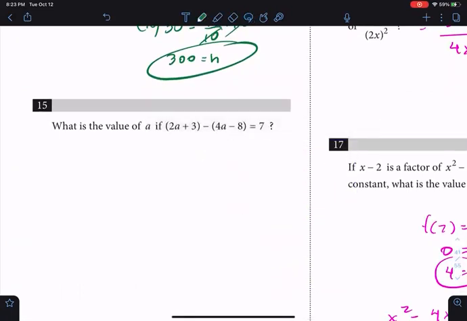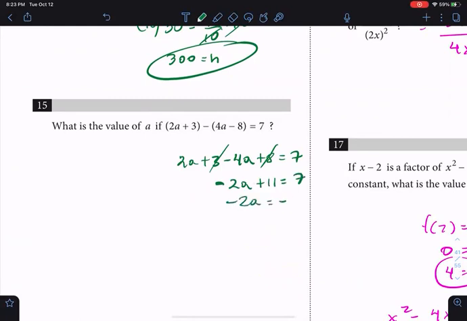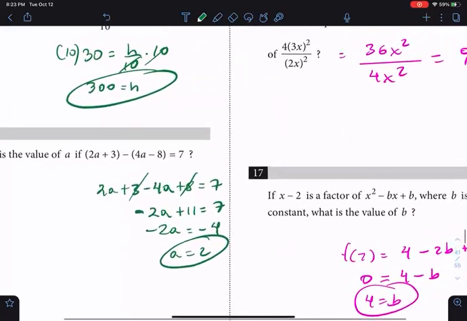What is the value of a? So you solve, right? So this is 2a plus 3 minus 4a plus a equals 7. Combine like terms, negative 2a plus 11 equals 7. Negative 2a equals negative 4. A equals 2. Done. Yes?